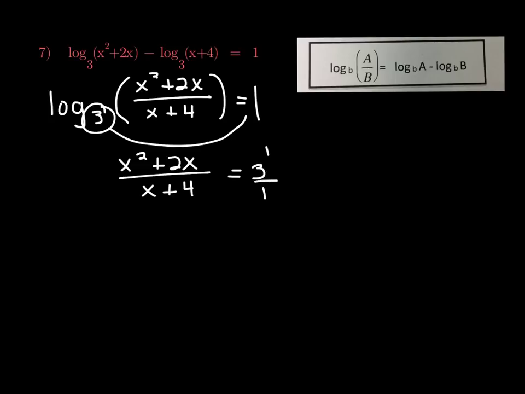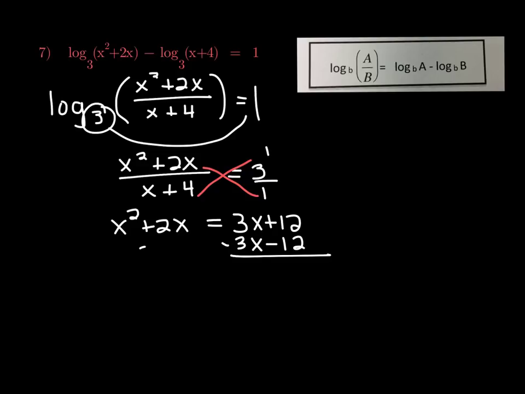All right, so when I do the top left times the bottom right, I wind up getting x squared plus 2x, and then I'll bring down my equal sign. When I do the top right times the bottom left, I'm going to distribute this 3 to both terms. So 3 times x is 3x, and 3 times 4 is 12. So that's 3x plus 12. Now I'm just going to set the right-hand side of the equation equal to 0 by subtracting the 3x and subtracting the 12.